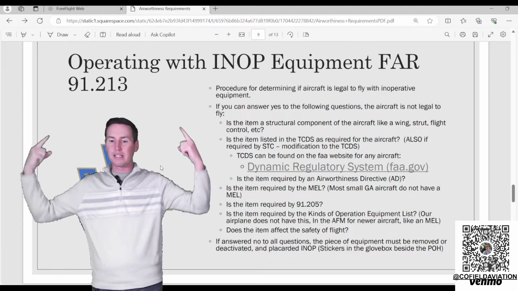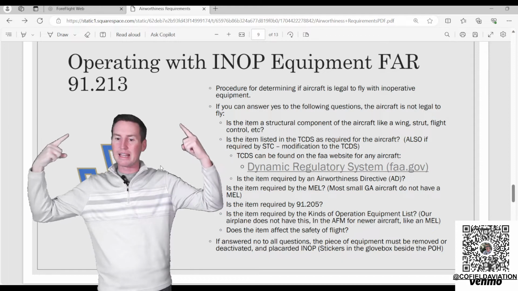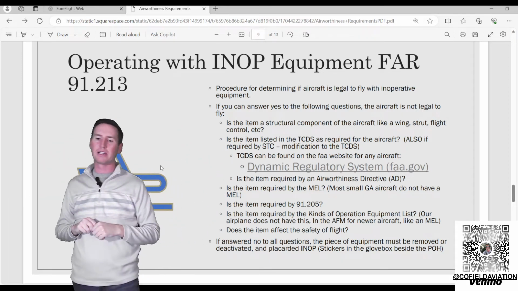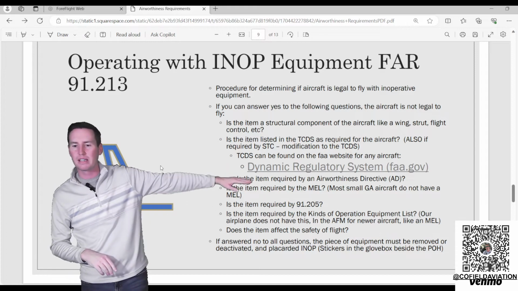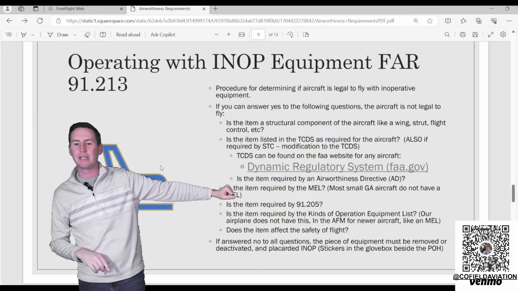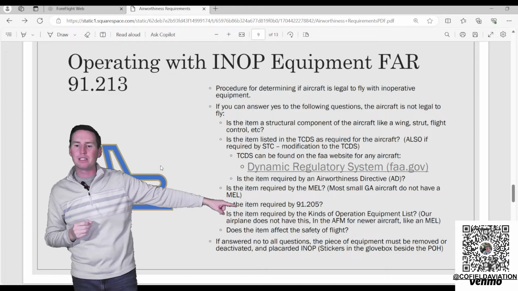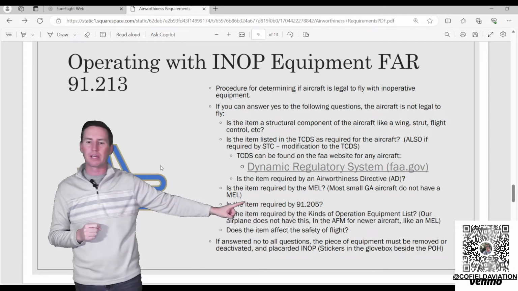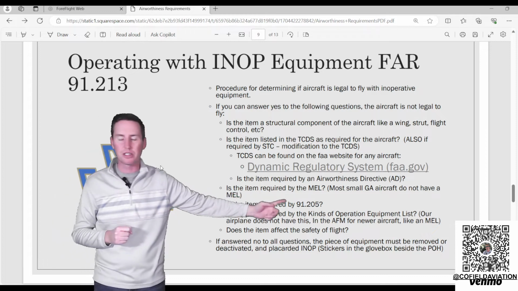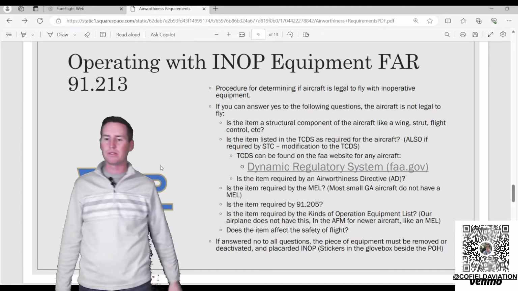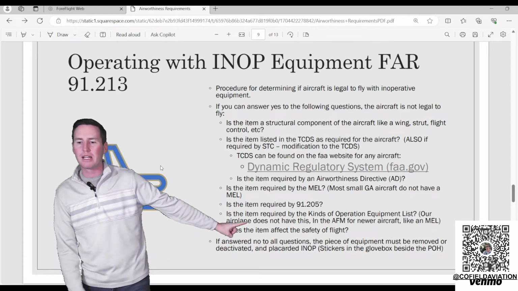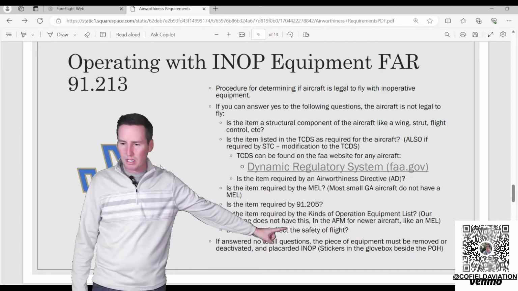So what they give us is 91.213. That's our MEL, if you will. That's how we operate with inoperative equipment. So go ahead and strike this one right here. You're not going to have an MEL. Is the item listed in 91.205? We just looked at that for day VFR. If it's one of those items, if it's the airspeed indicator, you're done. You cannot fly. Is the item required by the kinds of operation equipment list?